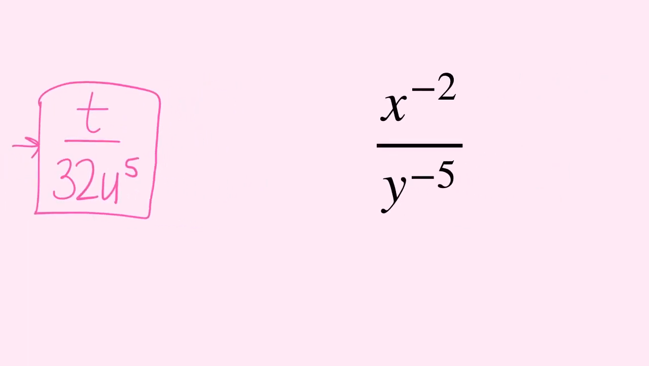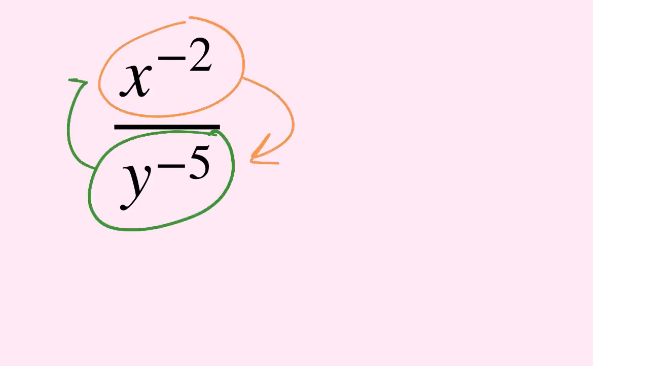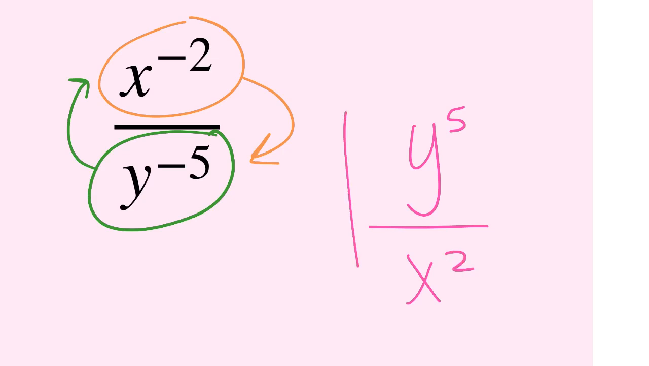All right, and then the final example here, these are both negative exponents, which means they are both going to have to move places. So the x is going to go to the bottom and the y is going to go to the top. So this would turn into y to the 5th over x squared.